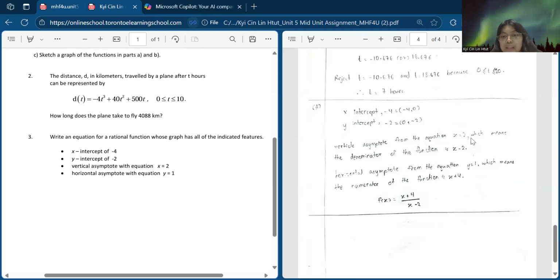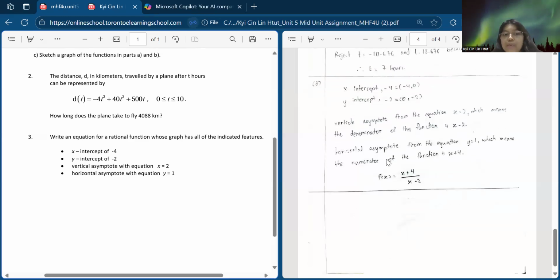And because we get this denominator and numerator, both of the degrees are the same. So with the coefficients, we get the horizontal asymptote, which is y = 1. And from there, we can write the equation for the rational function, which is f(x) = (x + 4)/(x - 2).